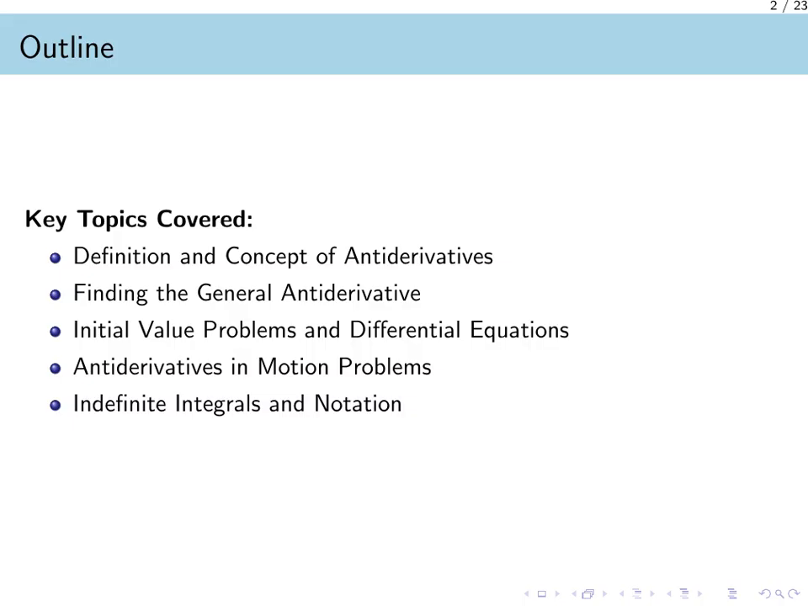After we have the mechanics down, we will apply this concept to a very practical area, motion problems in physics, where we can determine an object's position from its velocity. Finally, I will introduce the specific mathematical language and notation we use for this process, known as the indefinite integral. Our goal is to master the tools for reversing differentiation and see how they are applied.